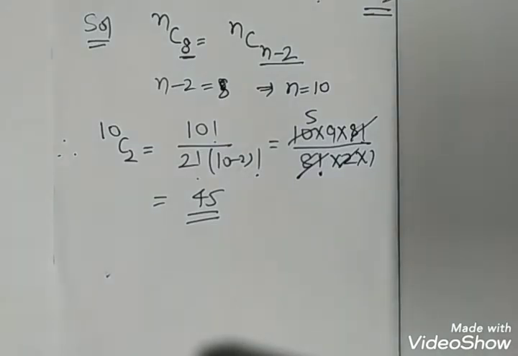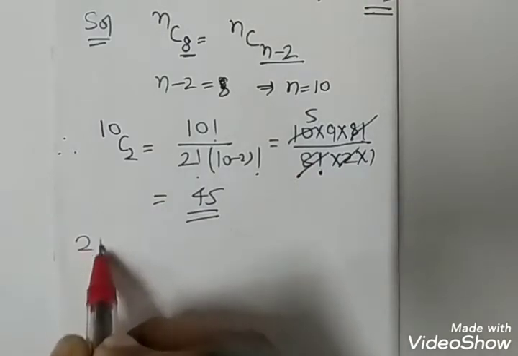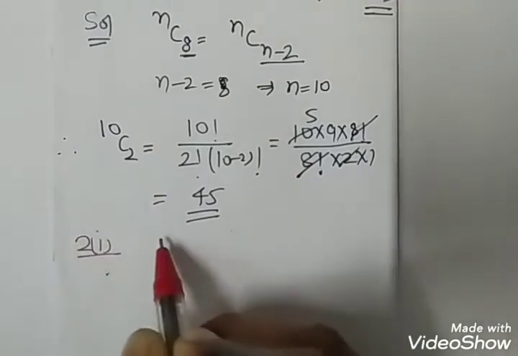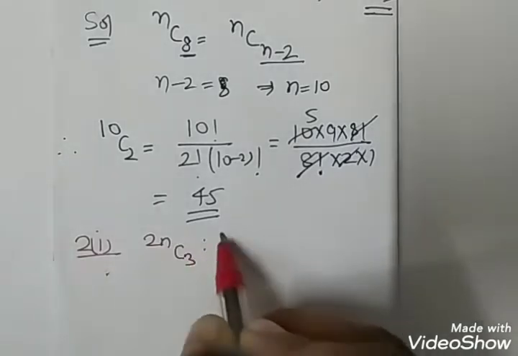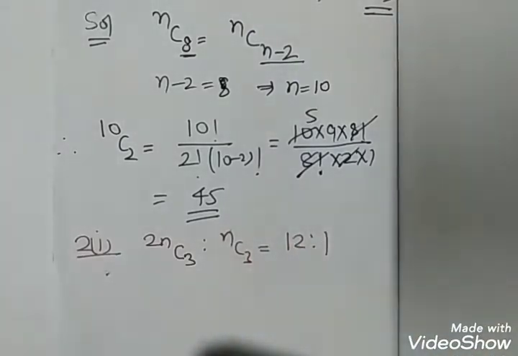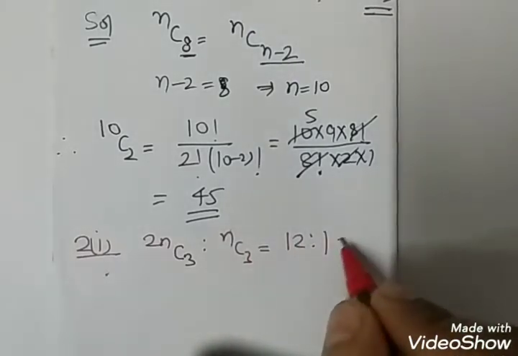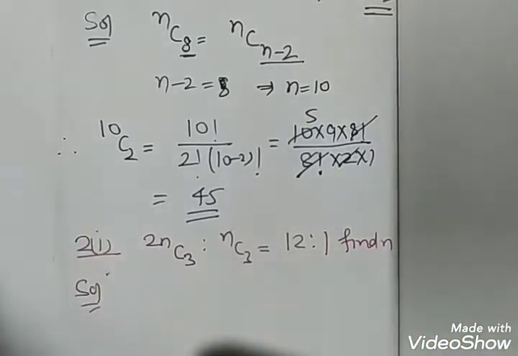Second question of NCERT, exercise 7.4, is the same as the first. I am doing one part for you, and you have to do the second part by yourself. The first part of the second question says: 2nC3 ratio nC3 is equal to 12:1. Find n. We have to find n only. How can we do this?